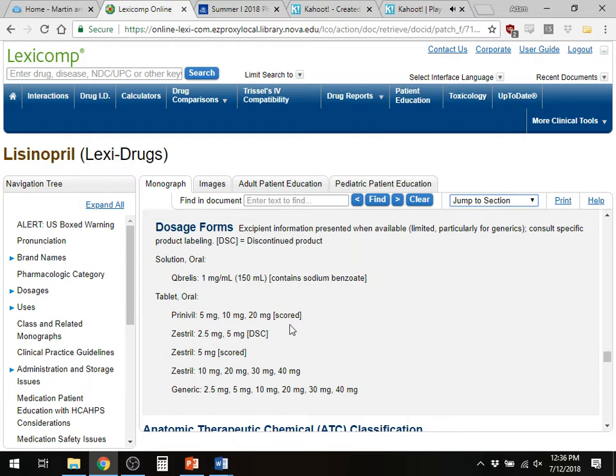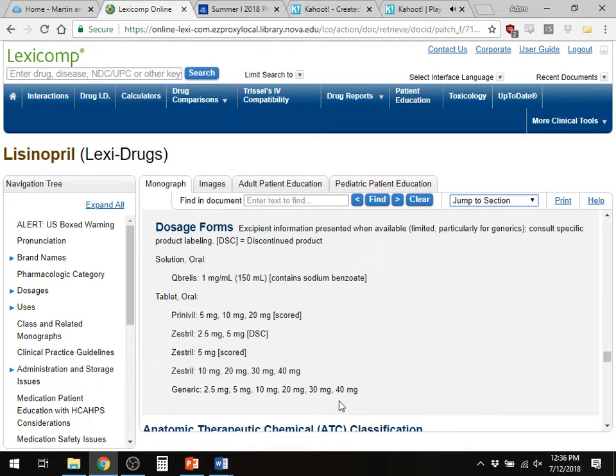Okay, when it says scored, what do you think that means? Yeah, where it has a line down the middle of it where you can break it in half potentially. Some of them have different scoring, but that's basically what that means. So, okay, so I can see here's some different brand names are available. Here's a generic, so I know that generics are available if I need to do that. Let's see, it comes in a 2.5, a 5, a 10, 20, a 30, and a 40.